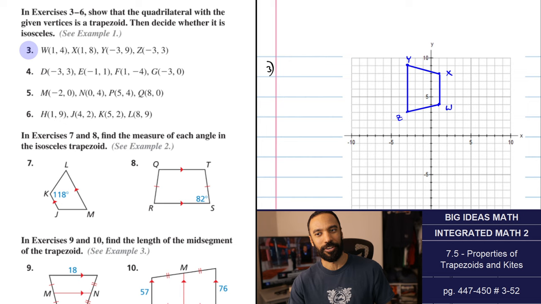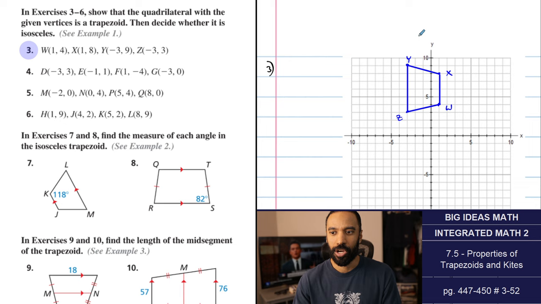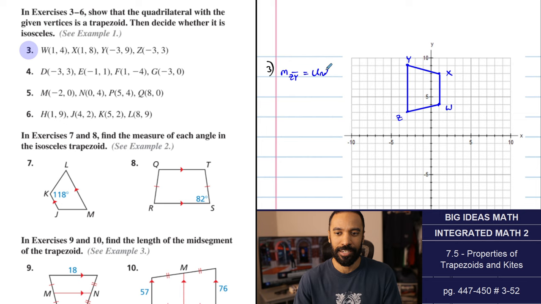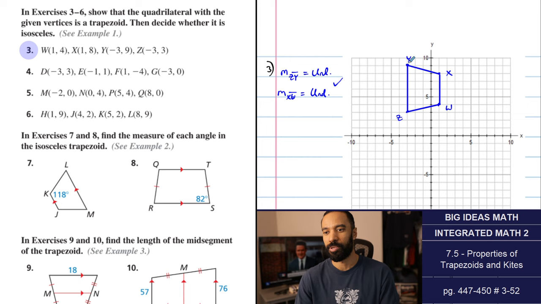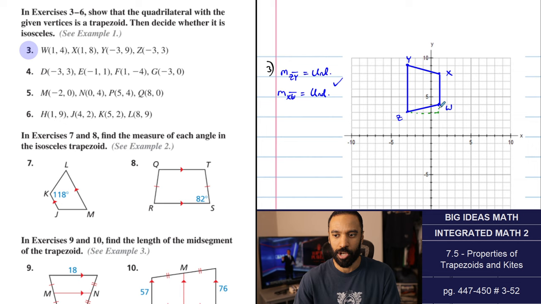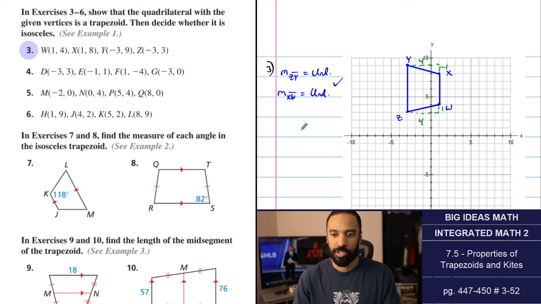What was the first one? Show that it's a trapezoid. So the slope of segment ZY is undefined, right? You're dividing by 0. It's all rise, no run, but the same as the slope of XW or WX, whatever. It's also undefined. So those have matching slopes. YX and ZW do not have matching slopes. They have opposite slopes, not reciprocals, but opposite. So this is up 1 over 4, and this is down 1 over 4. So the slope of XY is -1/4.